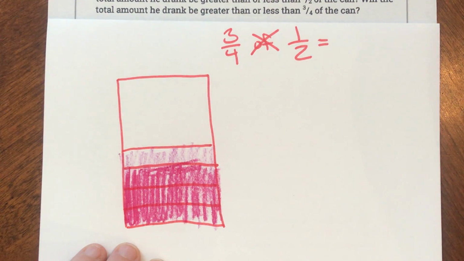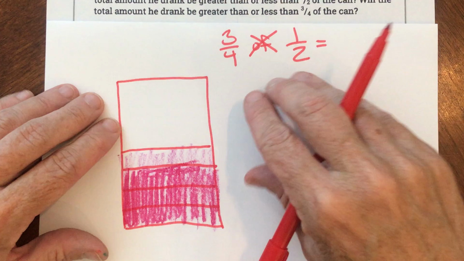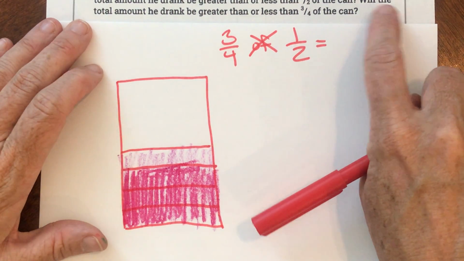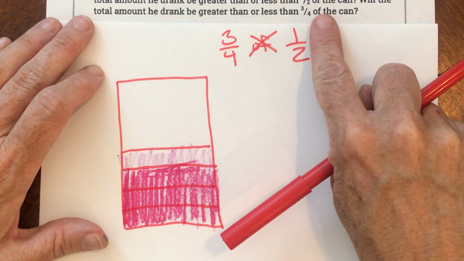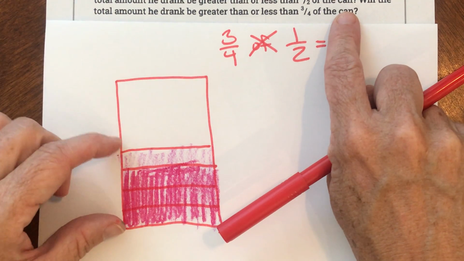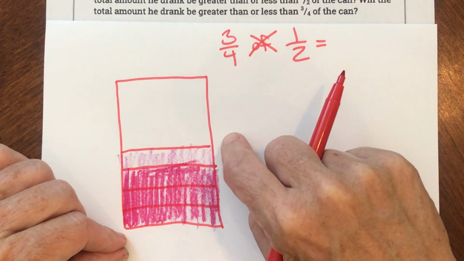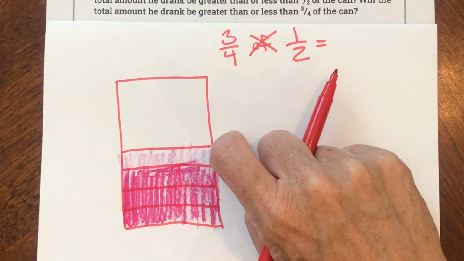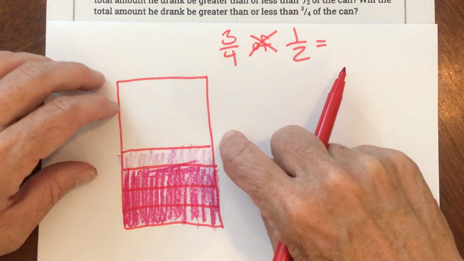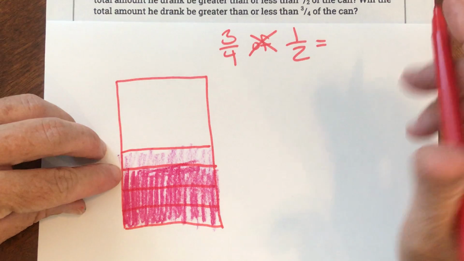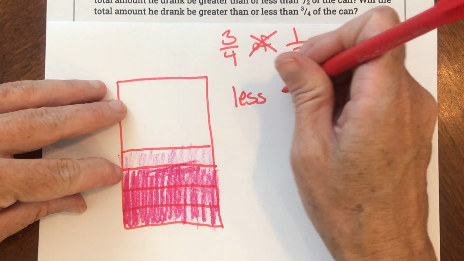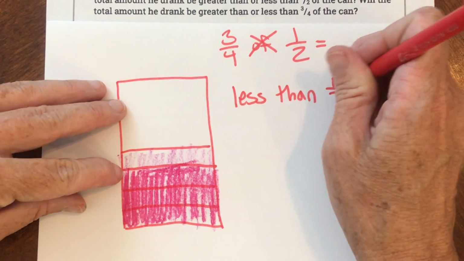So my question says, will the total amount be greater than or less than half? Well, didn't he drink less than half? Because there was half left and he didn't finish all half. So he actually drank less than half of the soda. Okay, so we could say less than half.